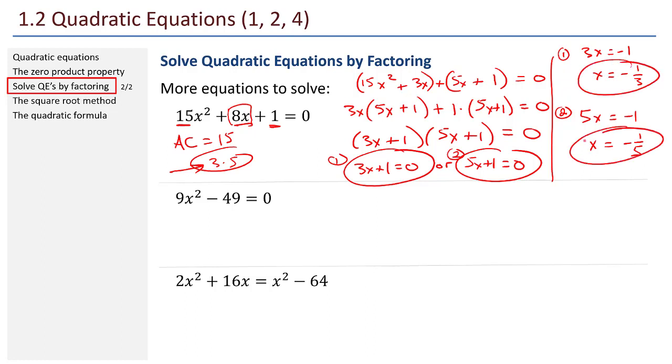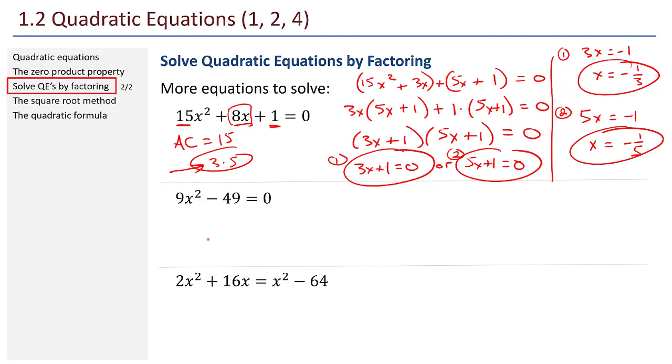So, a little hard to believe. These are kind of unusual answers, but they are the solutions. These are the two solutions to that equation. x equals negative 1/3 and x equals negative 1/5. Next problem, 9x squared minus 49 equals 0. Do you notice that this has a special form?